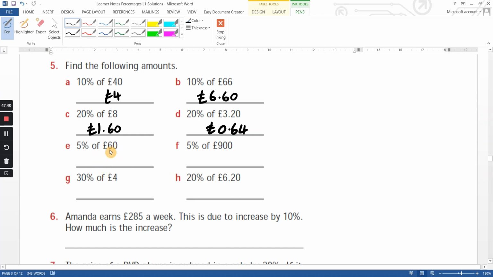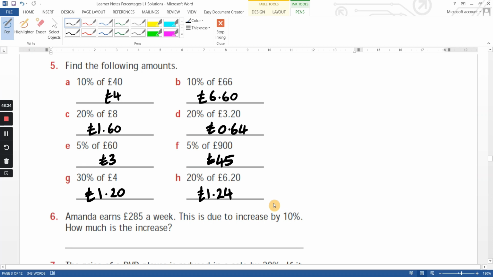And for this, 10% is going to be £6. Halve it, you'll get £3. 10% of 900 is 90. Halve it, you'll get 45. 10% of £4 is 40 pence. 40 pence times by 3 is £1.20. And 10% of that is 62p, double it, £1.24.